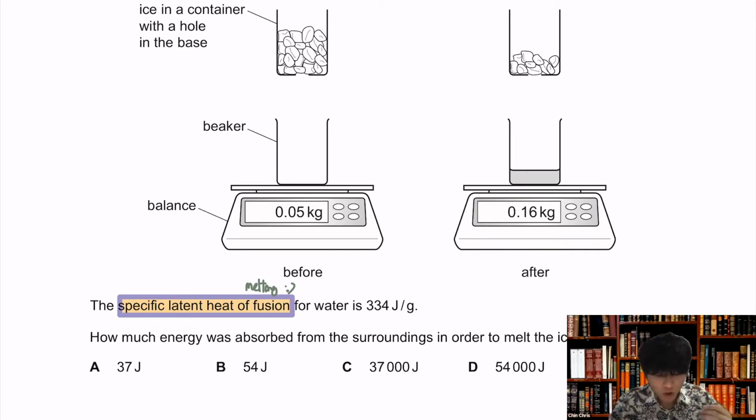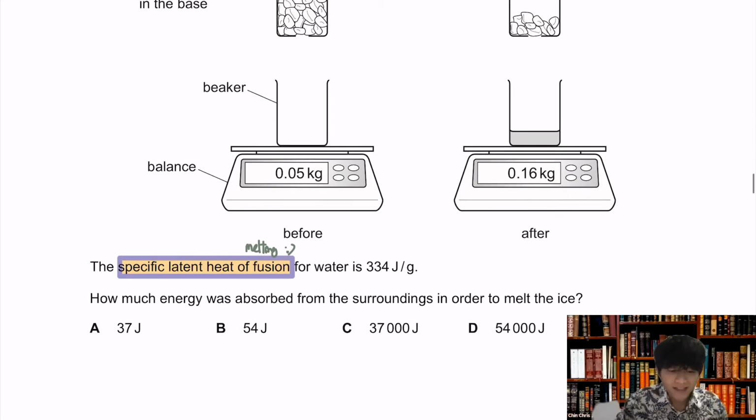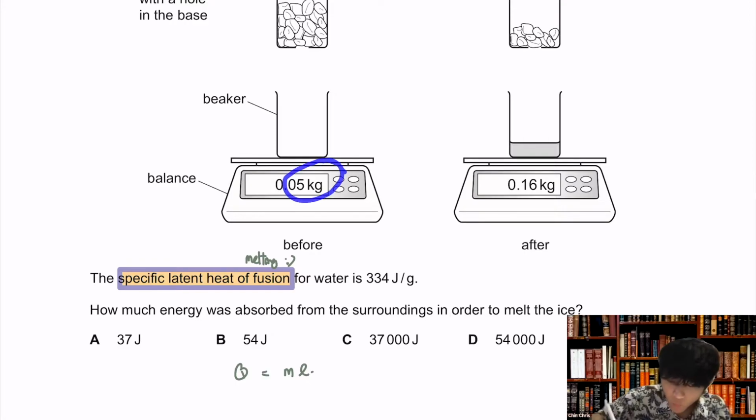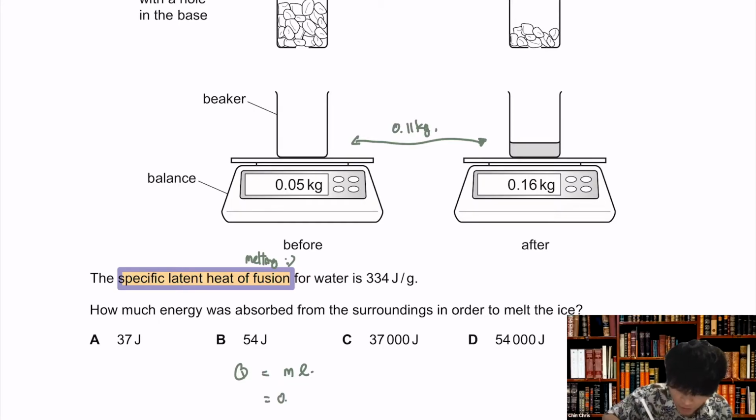Okay, how much energy was absorbed from the surrounding in order for you to melt the ice? What is the formula for change in state? The formula is ML, whereby mass is given here. What is the change in mass? The change in mass pretty much is 0.11 kg, am I right? So I can say that it's 0.11 multiplied by 334 joule per gram.